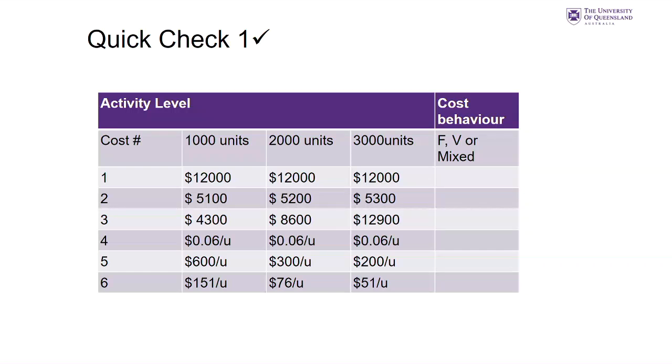Yeah, so the intercept appears to be 5,000. Yep. What about this one? Variable. It increases by the same amount for each 1,000 units that we produce. Does that make sense? What about this one?